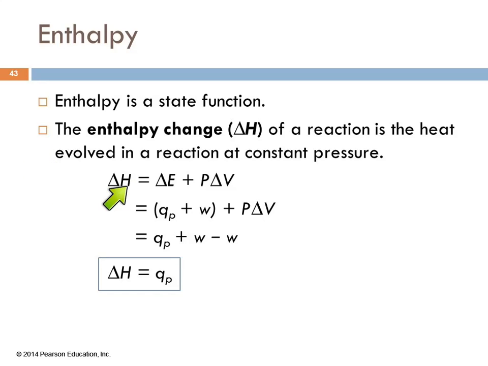So delta H for a reaction is the heat evolved in a reaction at constant pressure. At constant pressure, we have delta H is equal to delta E plus P delta V. We did not put a delta in front of P because the pressure isn't changing. It's a constant pressure.